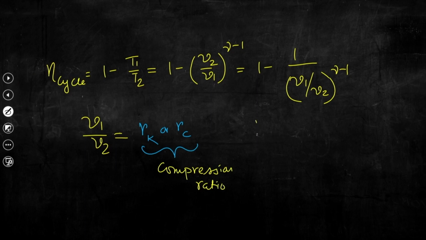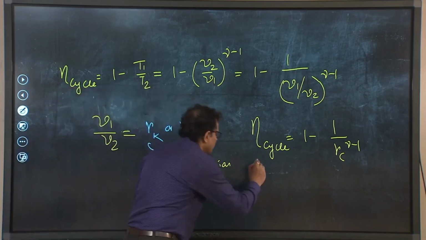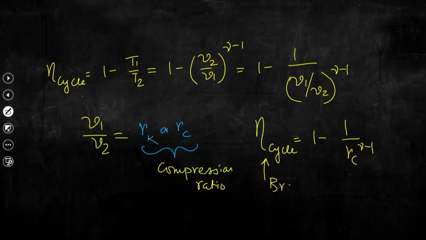So, we also can write eta cycle equal to 1 minus 1 upon Rc power gamma minus 1. So, for the same compression ratio, the efficiency of the Brayton cycle will be equal to the efficiency of the Otto cycle, for the same compression ratio.